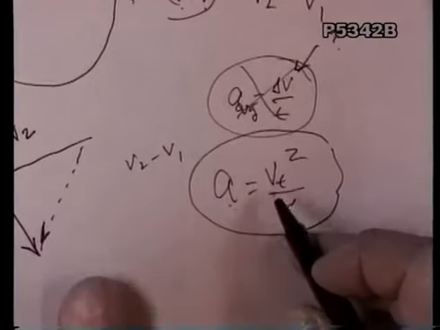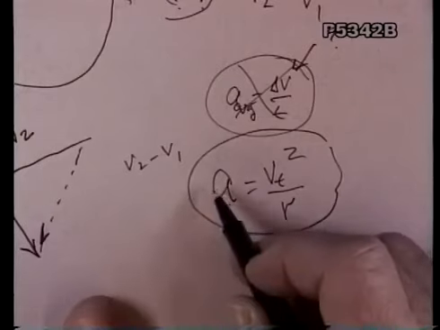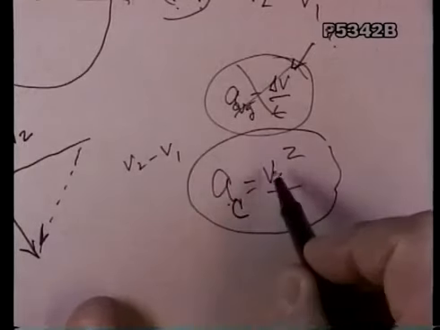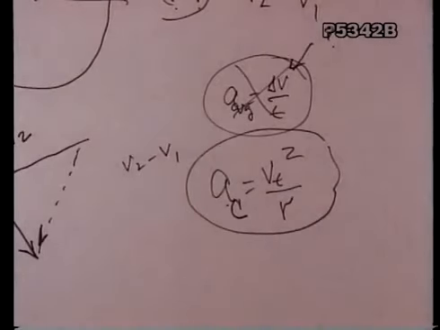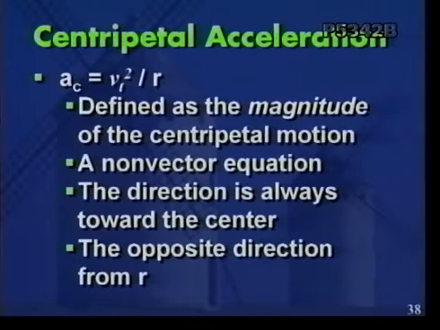But we can actually derive this equation without calculus, so that the centripetal acceleration is equal to the tangential velocity squared divided by the radius. Makes it a really simple problem to solve. So there's your formula for centripetal acceleration. And we don't have any Greek terms there, just a different formula for solving for the centripetal acceleration. We call that the magnitude of the centripetal motion quite often. It's a non-vector equation. The direction is toward the center and always opposite from r.